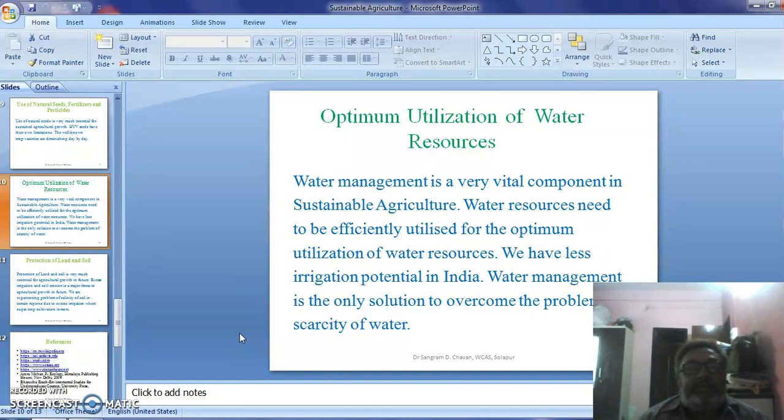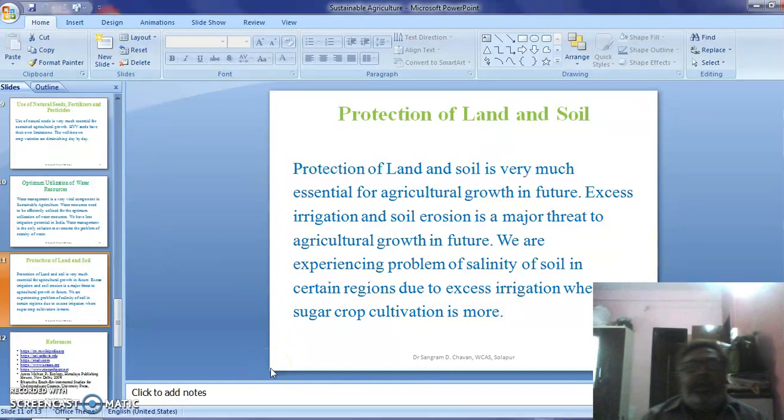because agriculture is nothing but a gamble in the monsoon. Therefore, we have to have better water management to overcome the problem of scarcity of water. Protection of land and soil is also very much essential for agricultural growth in future, because excess irrigation and soil erosion are a major threat to agricultural growth in future.